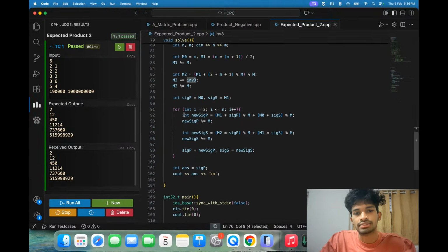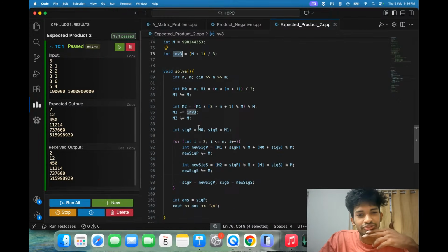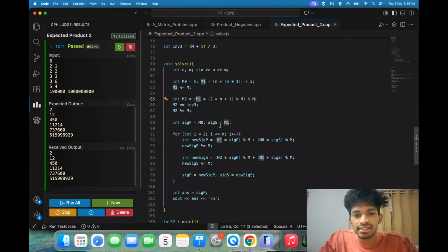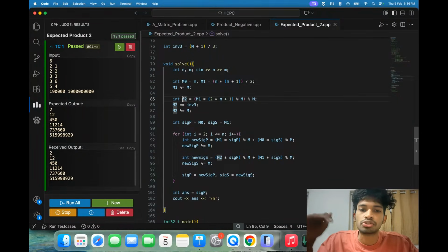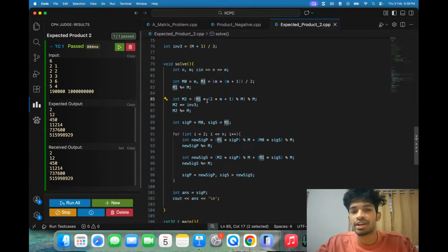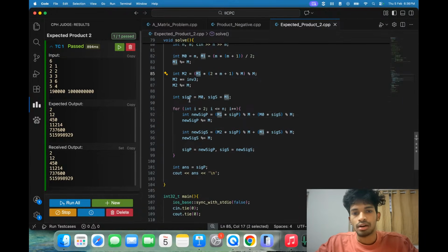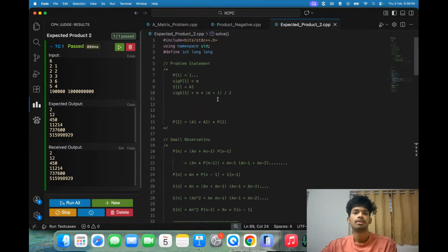And then what have I done? It was very nice after that. So I have calculated m0, m1, m2. M0 is the sum of ones. M1 is the sum of 1 plus 2 and so on up to m. M2 is the sum of 1 square plus 2 square up to m square, which is nothing but m1 times 2m plus 1 by 3. And then the formula I applied was m1 sig p plus m0 sig s, m2 sig p plus m1 sig s, and then it was done. So it is writing recurrence relations.